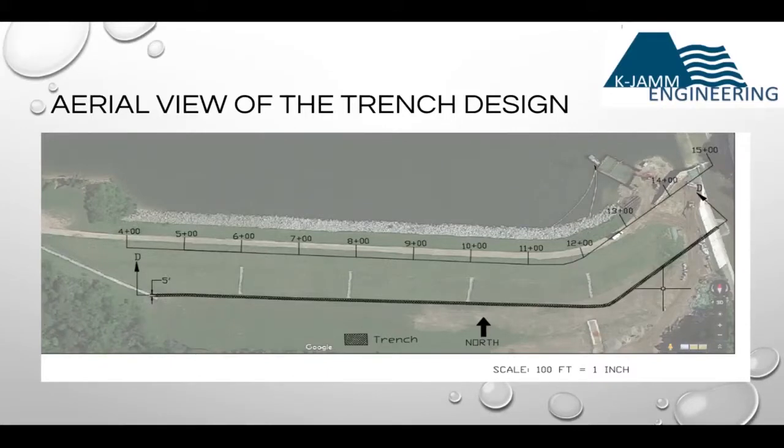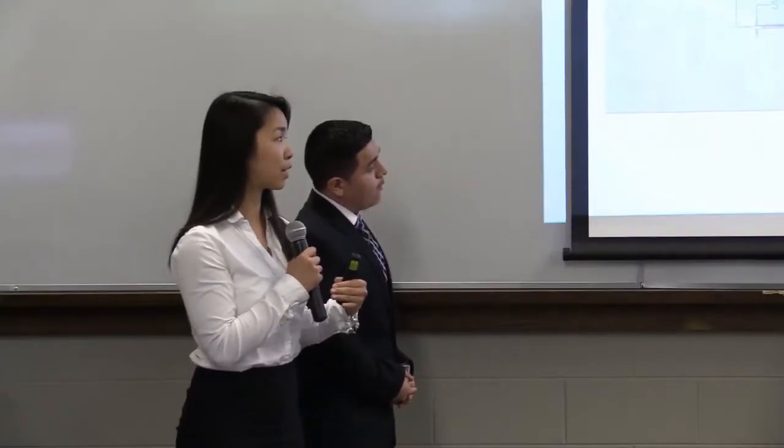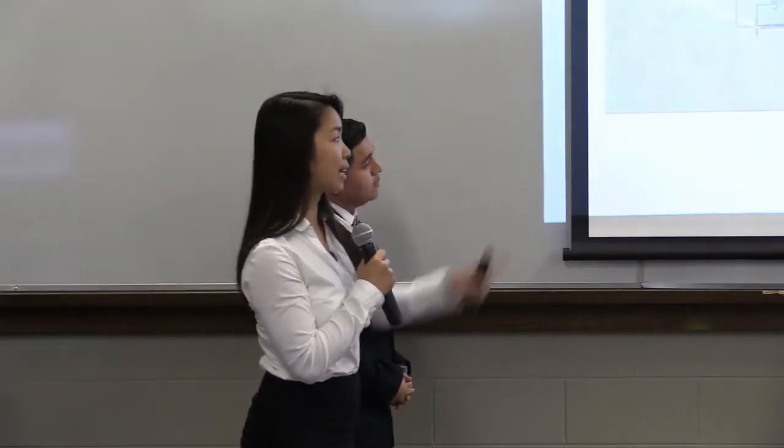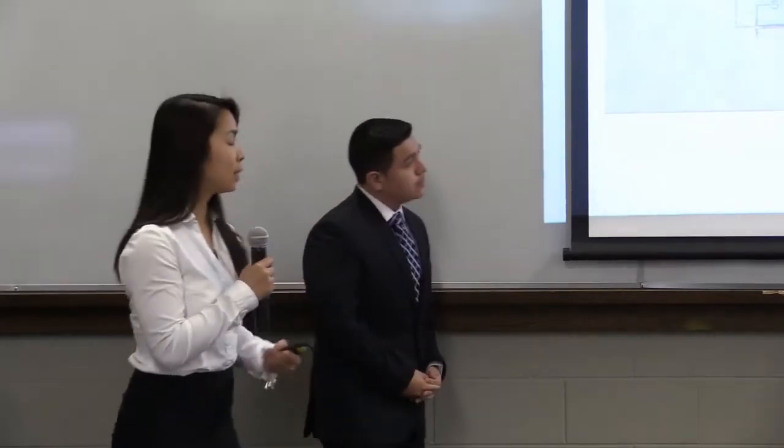So here is just a diagram of our trench. It goes along the dam, and as he said, it is 5 feet wide by 10 feet deep. The white lines that you can see in the picture are granular fill, and we just left them there because they will also help transport any water into the trench. Then on the east side, it exits into the spillway.